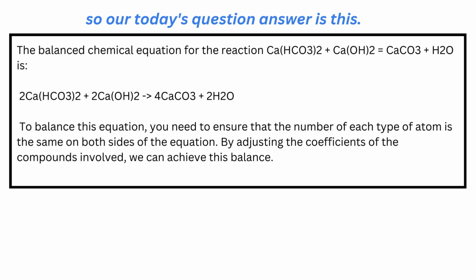To balance this equation, you need to ensure that the number of each type of atom is the same on both sides of the equation. By adjusting the coefficients of the compounds involved, we can achieve this balance.